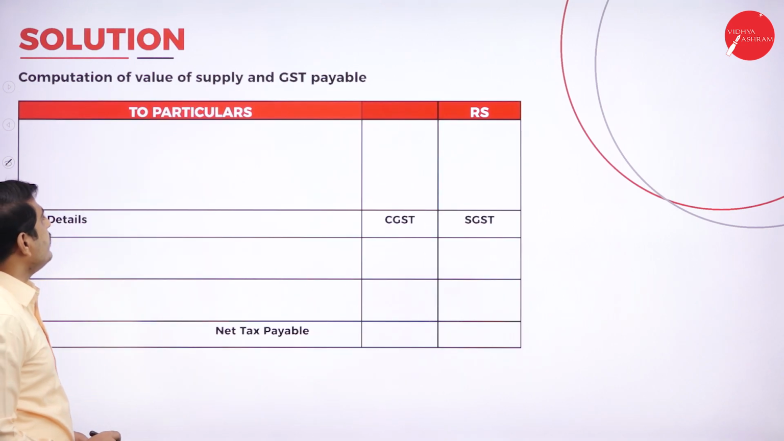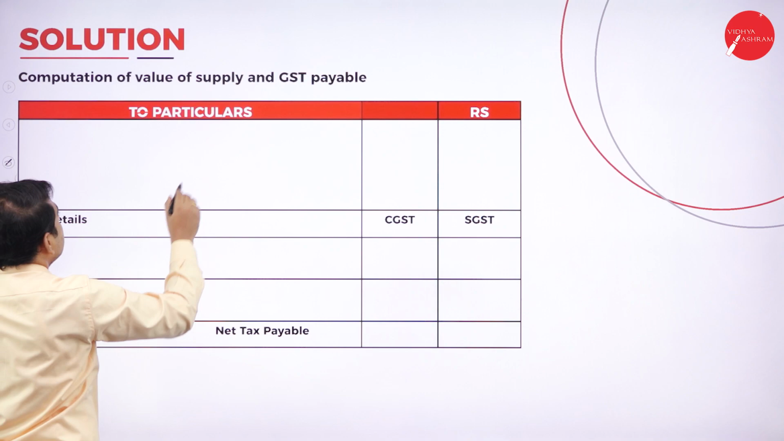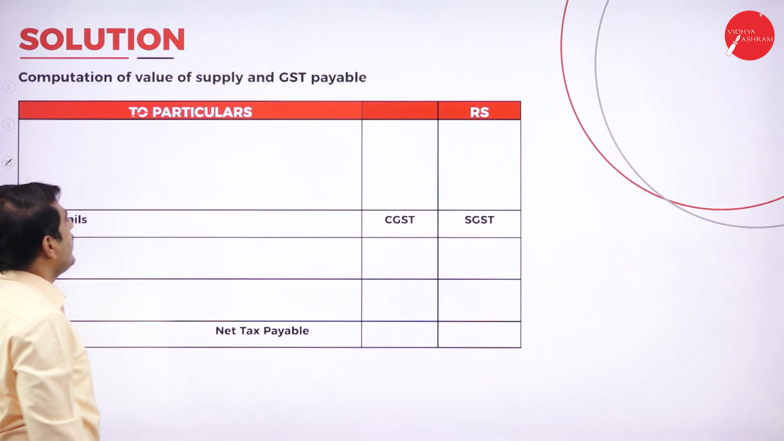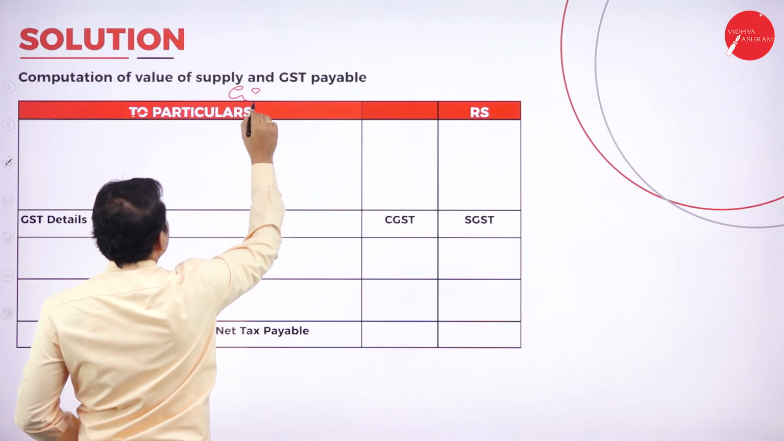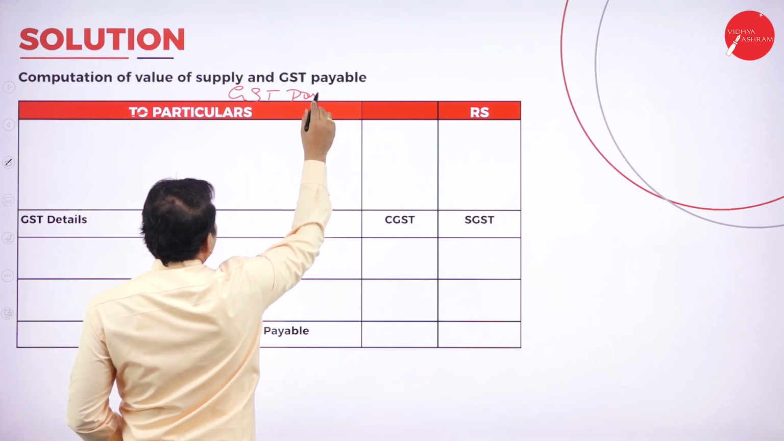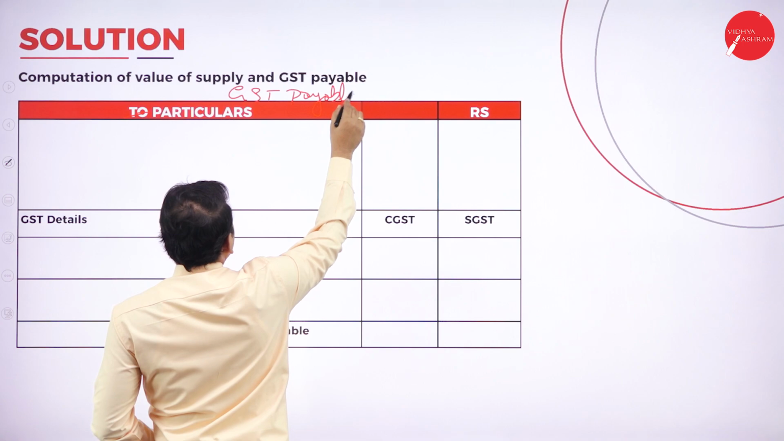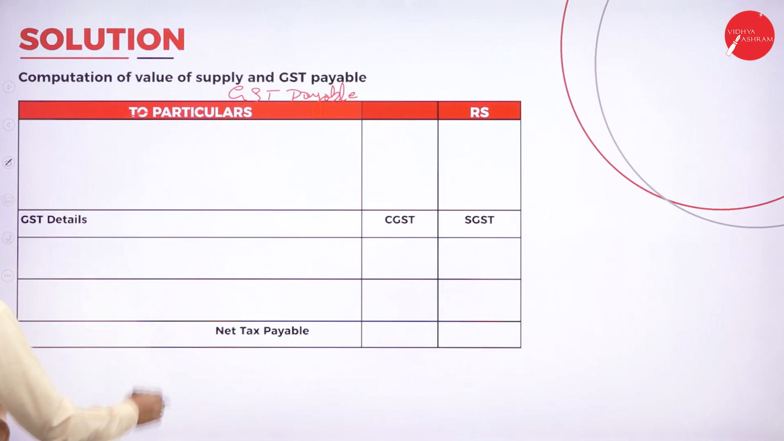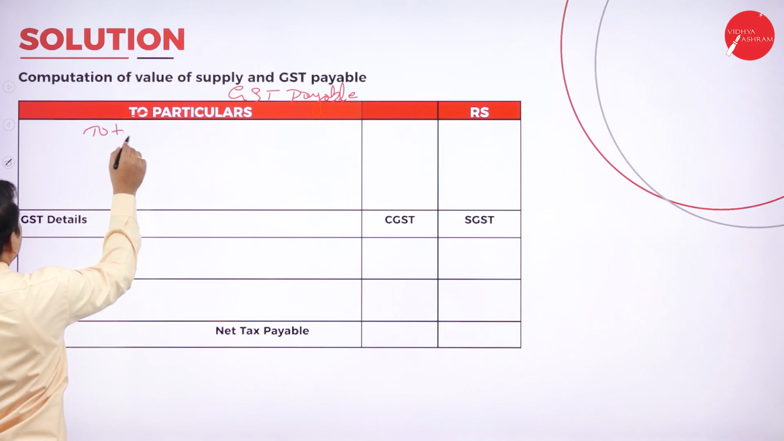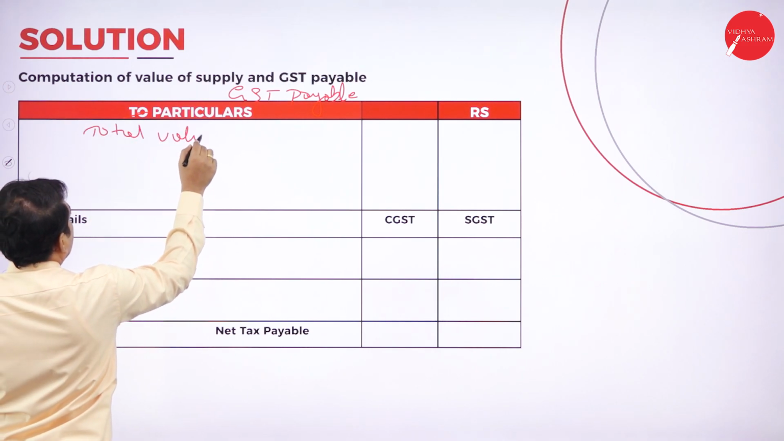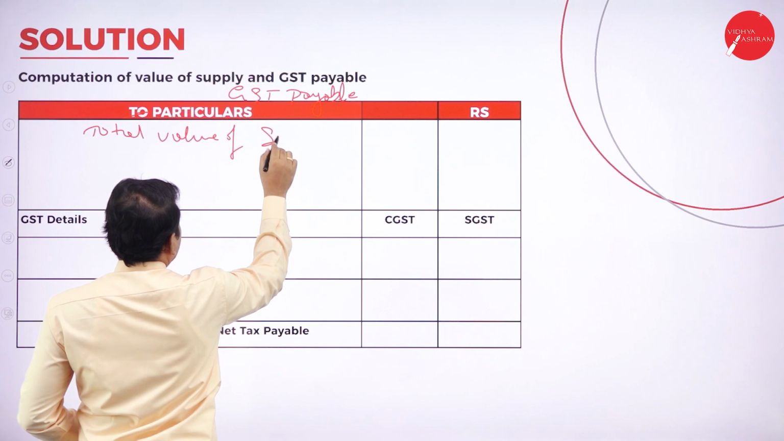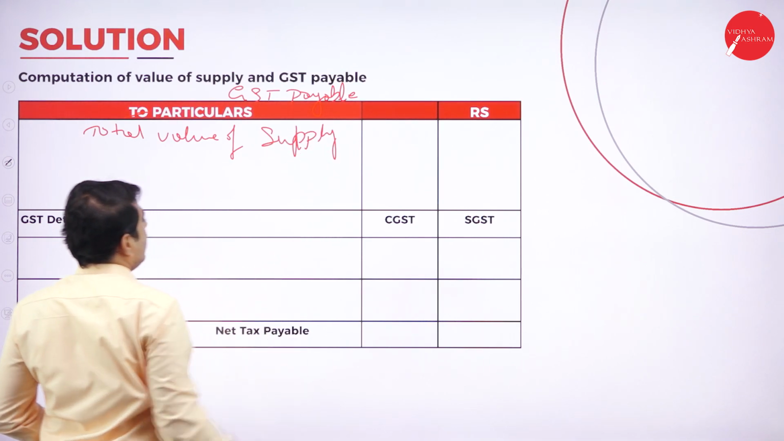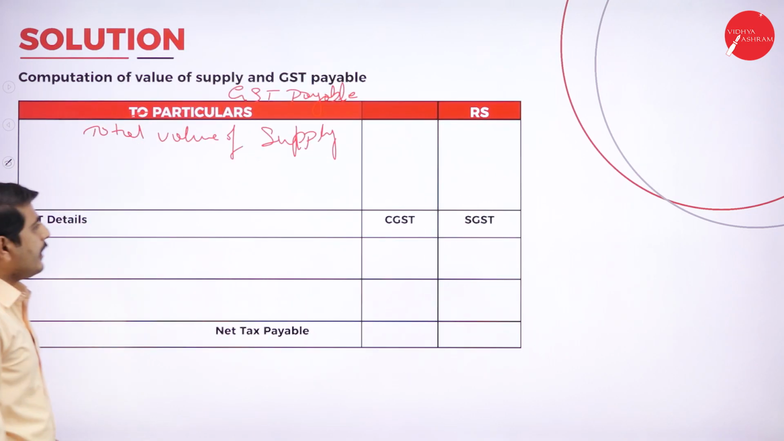Now, calculation of GST. The particulars are the computation of value of supply and GST payable. Now it is GST payable. What is the total value of supply? Total value of supply is 7,20,000.